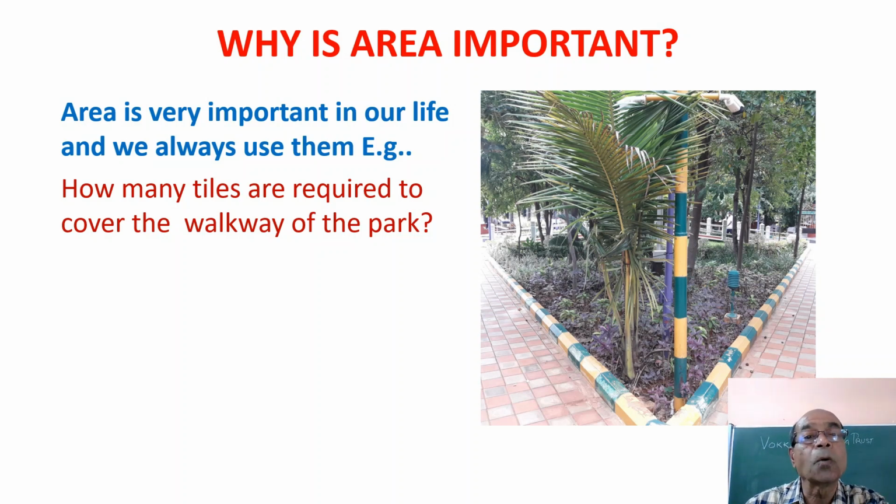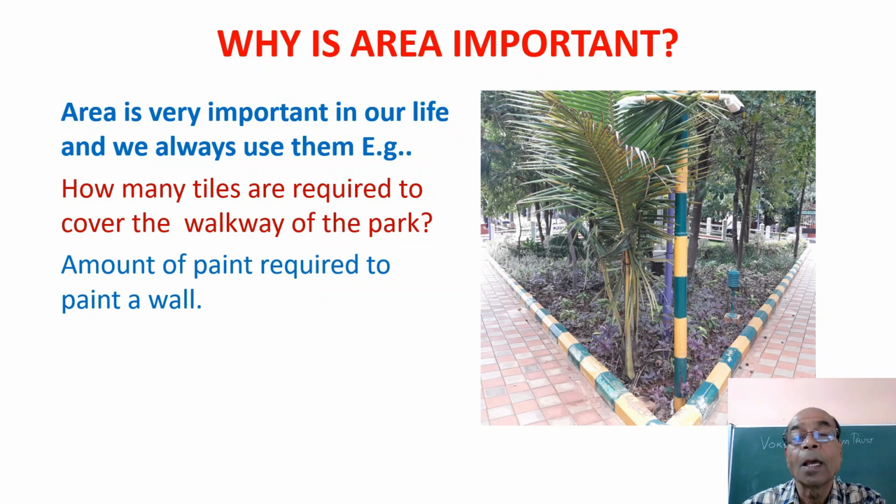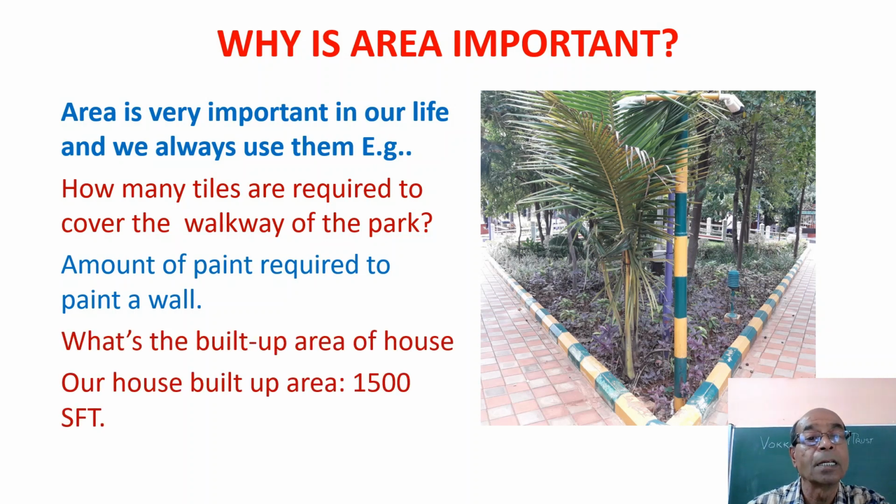Now we need to find out the area of the footpath, that is the walkway. Once we find out the area of the walkway, then we can divide that area by the tile area, which gives the number of tiles required, so that we can procure and lay the tiles. The next example, a simple example. Suppose you need to paint your house whose built up area is say 1500 square feet.